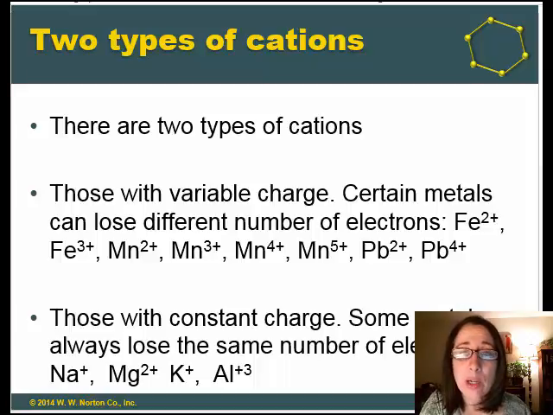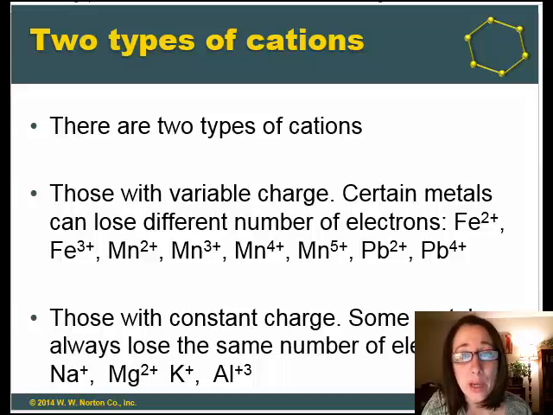So some metals can lose different amounts of electrons and be stable. For example, iron can lose 2 or 3 electrons to form iron plus 2, iron plus 3. Manganese can lose 2, 3, 4, 5 to become manganese plus 2, manganese plus 3, etc. And lead can lose either 2 or 4 to become lead plus 2, lead plus 4. And most metals on the periodic table actually have several charges that they can be stable at.